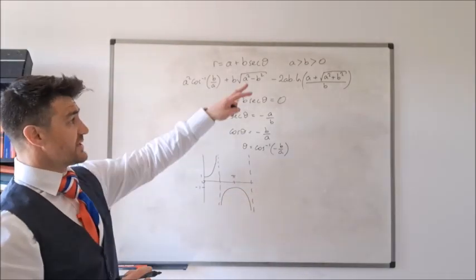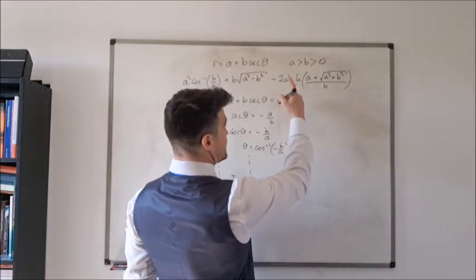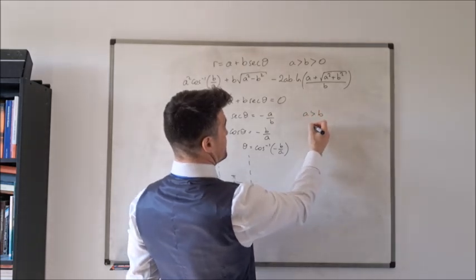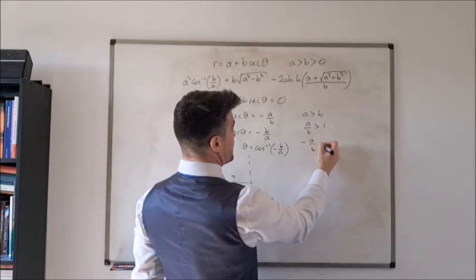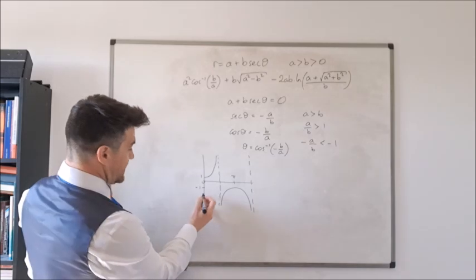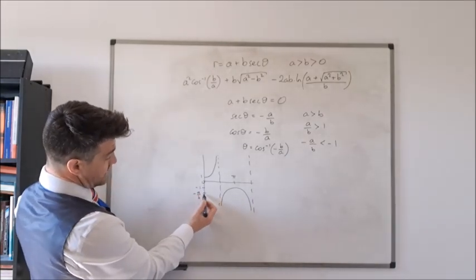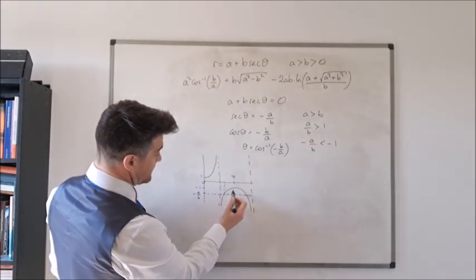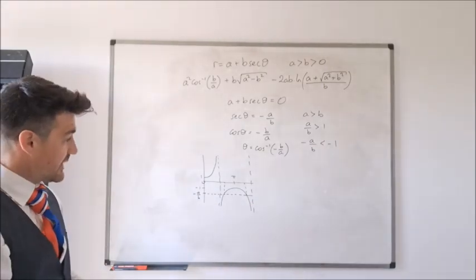But the information that we're given is that a is greater than b is greater than 0. So if a is greater than b is greater than 0, that means that a over b is going to be greater than 1. So minus a over b is going to be less than minus 1. Why is that important? Because that means that minus a over b is going to be over here somewhere, or down here below minus 1. And we can see from the graph, therefore, that we're going to get two solutions to our equation.